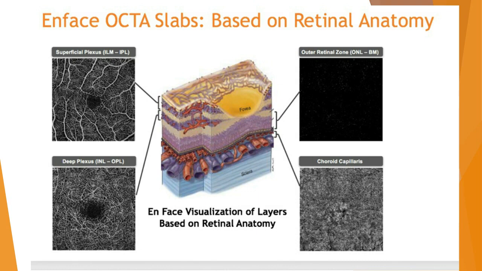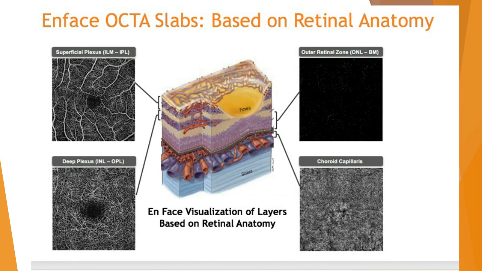As you head more posterior, you're at the area surrounding the retinal pigment epithelium. We call this the outer retinal zone or the avascular zone. Again, outer nuclear layer to Bruch's membrane. What you'll notice on this slab is that it's completely absent of vasculature, which makes sense because your RPE is an avascular tissue, so we should not expect to see any white on that slab. If you do, then it may be an artifact, or there may actually be an area of abnormality.